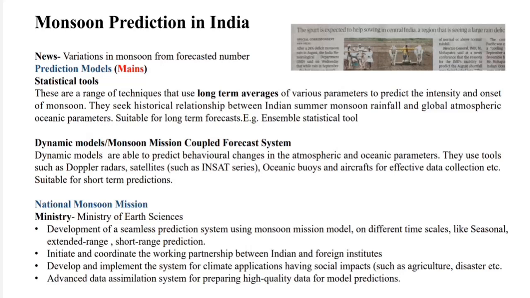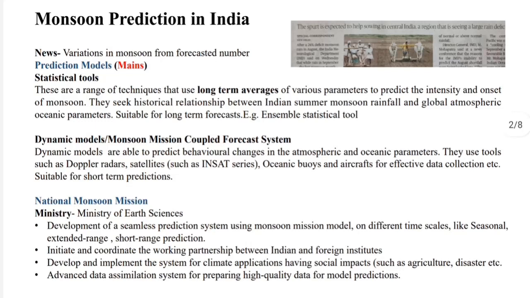In this context, we shall also discuss the National Monsoon Mission under the Ministry of Earth Sciences. So this mission aims for the development of a seamless prediction system using monsoon mission model for different time scales like the seasonal, extended range and short range prediction. Under the National Monsoon Mission, we have commissioned the Global Ensemble Forecast System, and we have improved the cyclone tracking mechanism, and also we have operationalized the monsoon mission dynamic model.